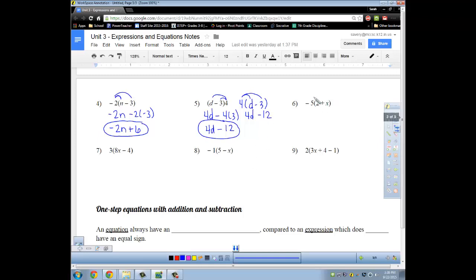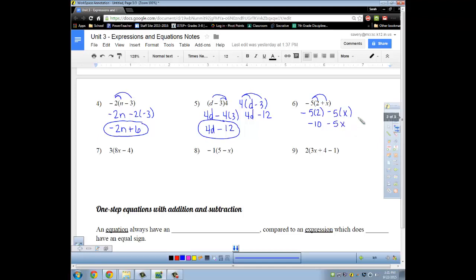Number 6, this time they switched around my variable and my constant. That's okay too. So I'm still going to go negative 5 times 2. Then I have a negative 5 times x. So negative 5 times 2 is negative 10. Negative 5 times x is negative 5x.